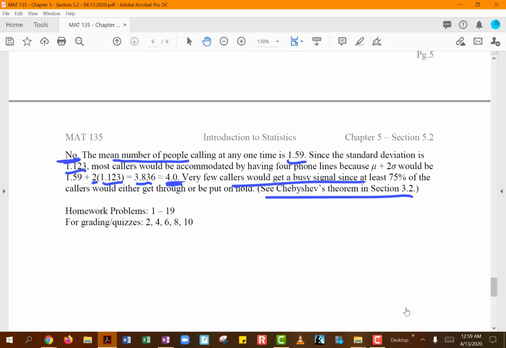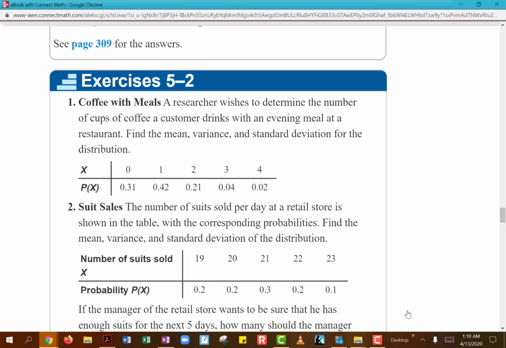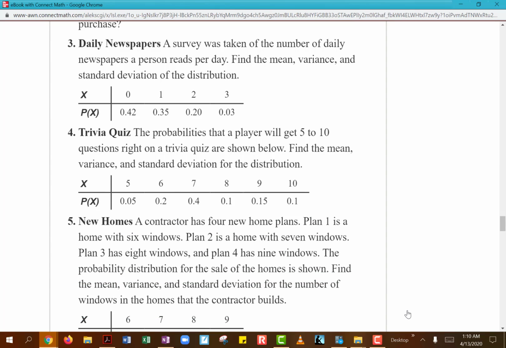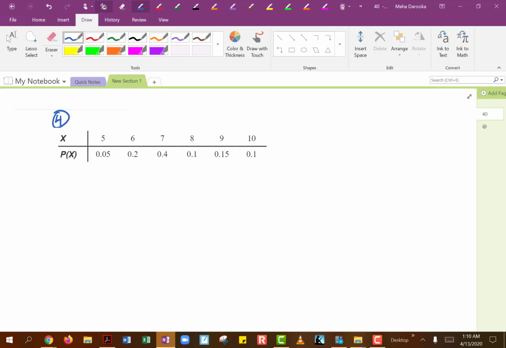Okay, so this was just looking at the examples in our handout. Now let's look through some examples from our textbook. So from our textbook, we're going to be looking at example 4 over here. This one is talking about the probabilities that a player will get 5 to 10 questions right on a trivia quiz, and they're asking us to find the mean, variance, and standard deviation. Right, so they're saying you can get 5, 6, 7, 8, 9, or 10 questions correct, and what's the probability of that?